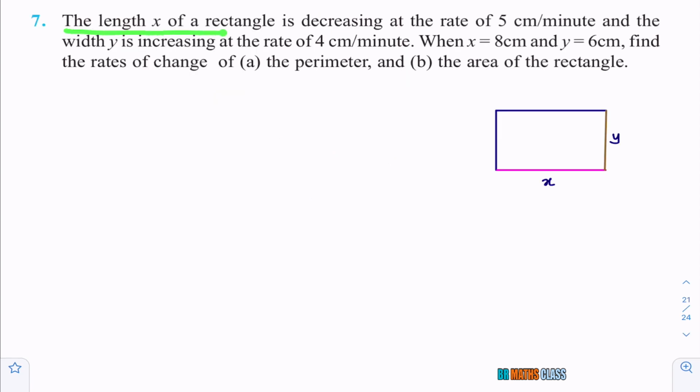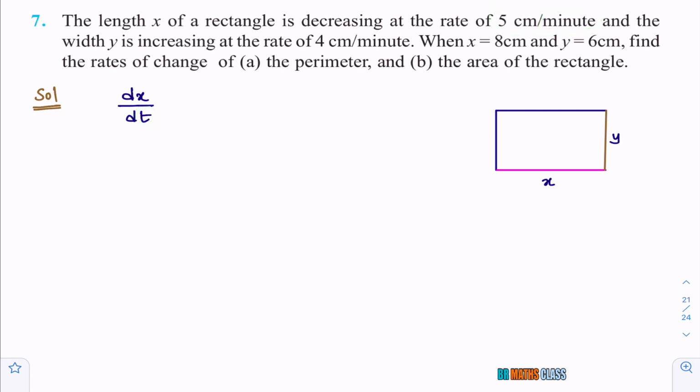The length x of a rectangle is decreasing at the rate of 5 cm per minute. You see here I have taken x as the length. So what they have given is dx by dt. Here is one important thing. How do you know that this is dx by dt? As they have given 5 cm per minute, as they have given centimeter per minute, I have written dx by dt.